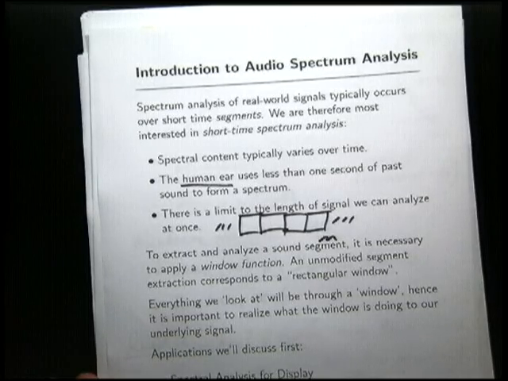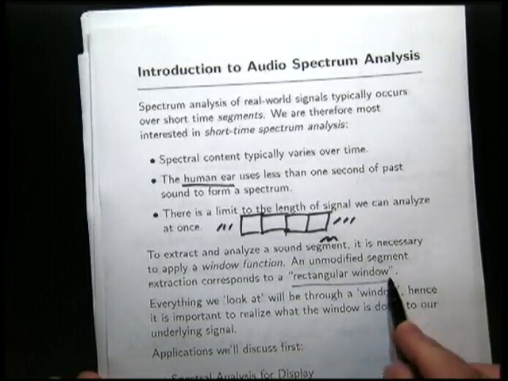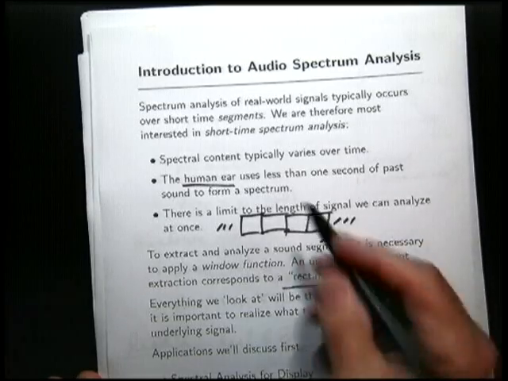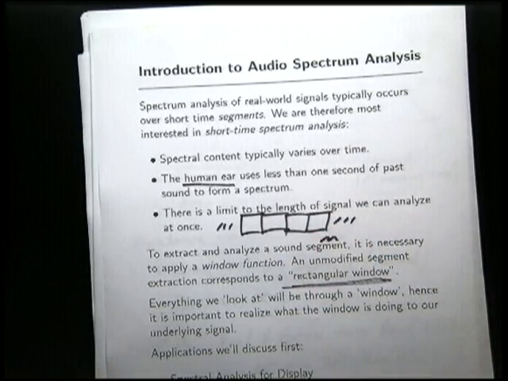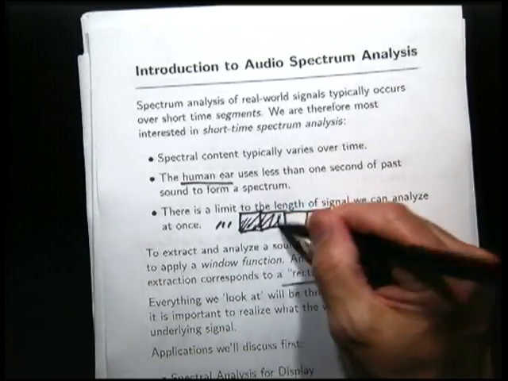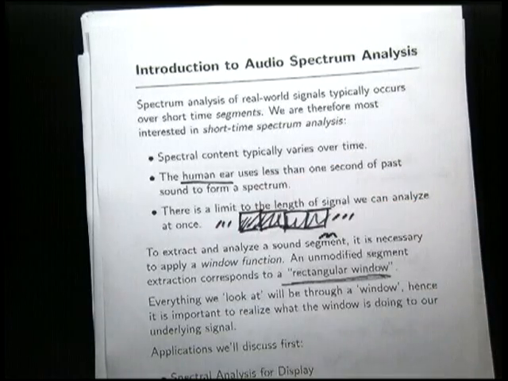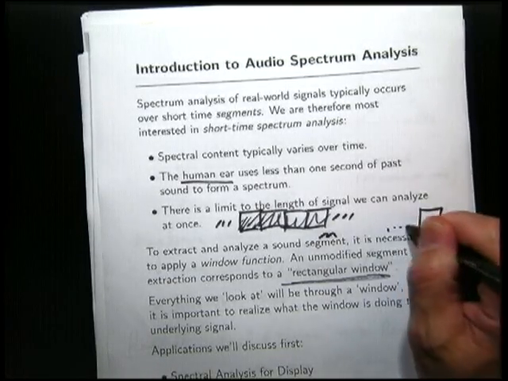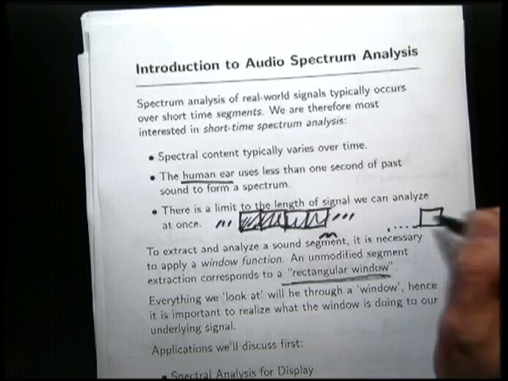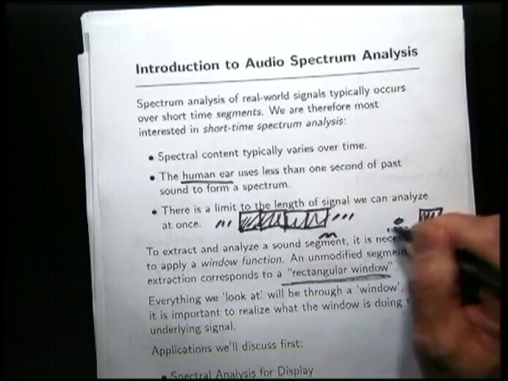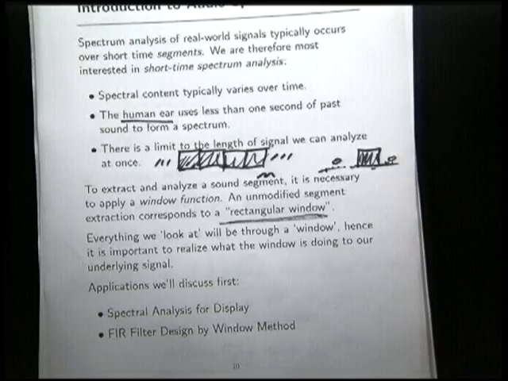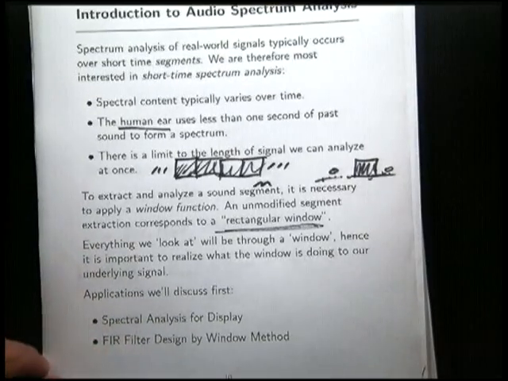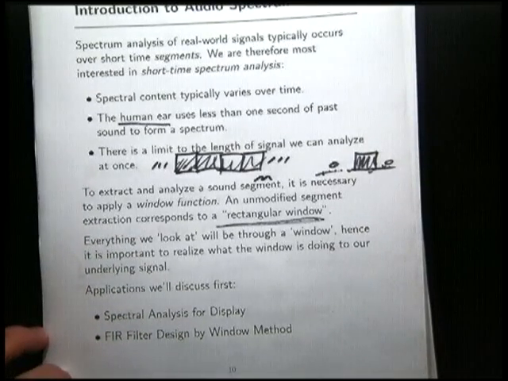And the simplest case is the rectangular window, and that's what I've drawn here, where you just chop out a chunk of the signal. So there's a signal running through here, and I'm just chopping out a segment, and you can think of that windowed segment as a rectangular window having been multiplied by the signal. So first thing we'll look at is the rectangular window, and then we'll look at better windows.